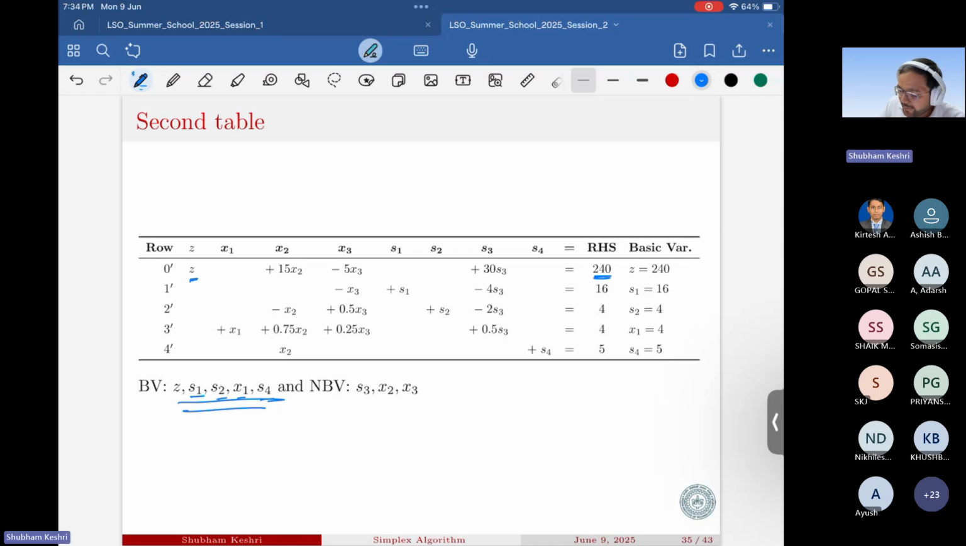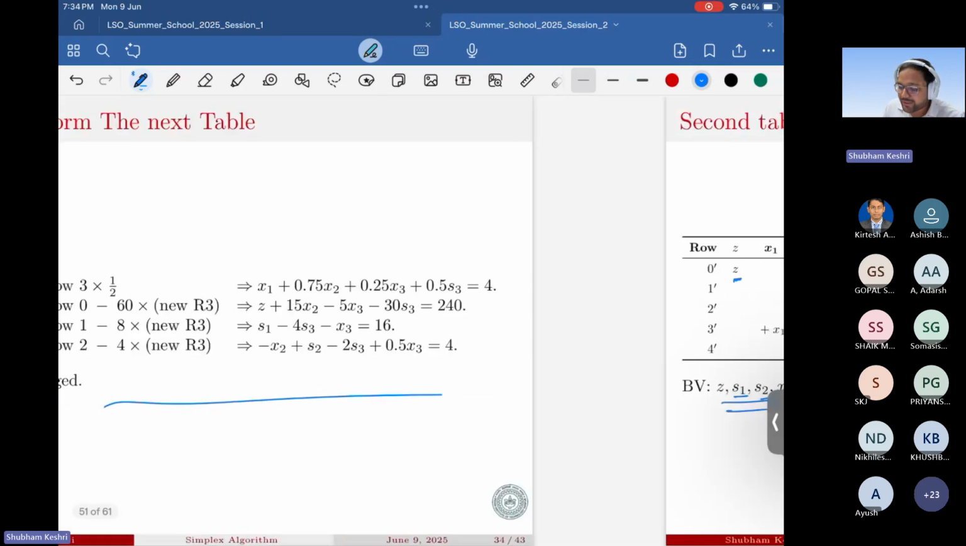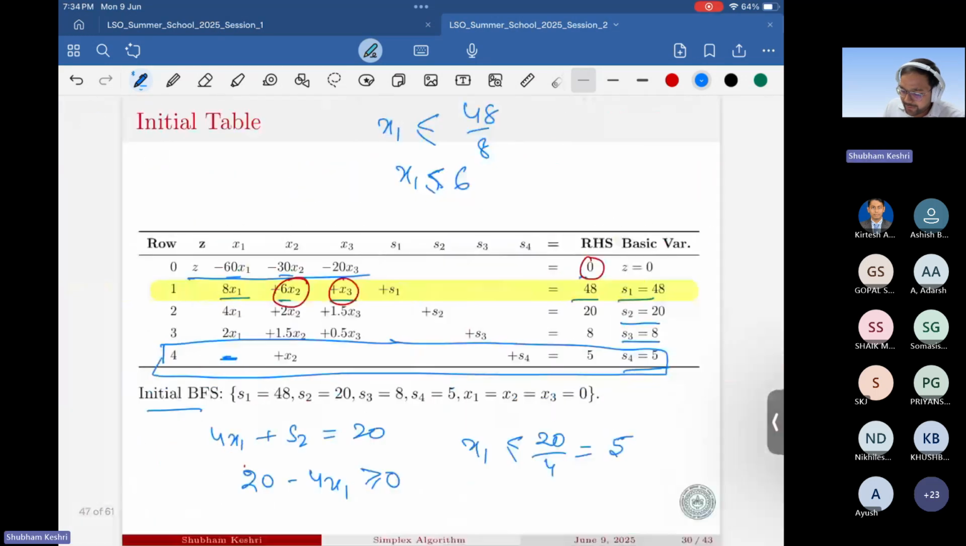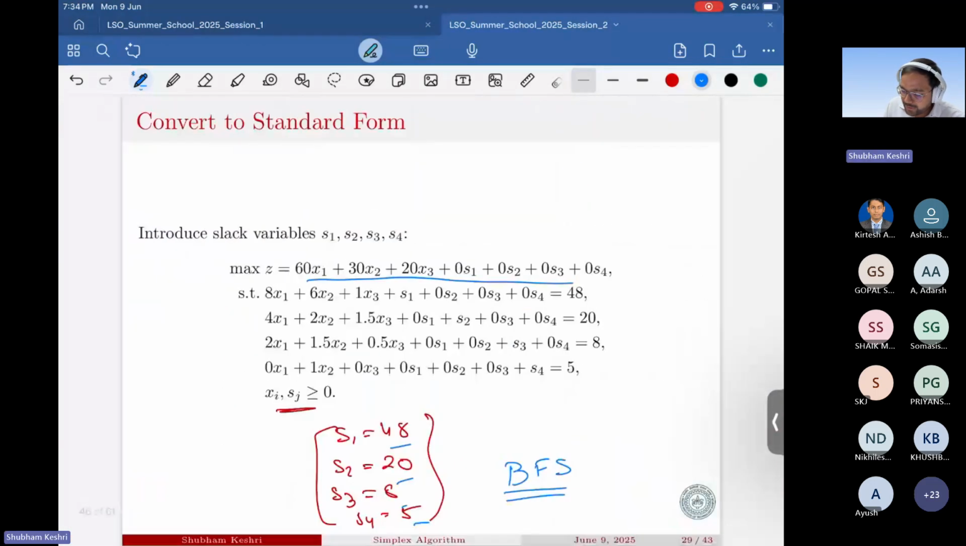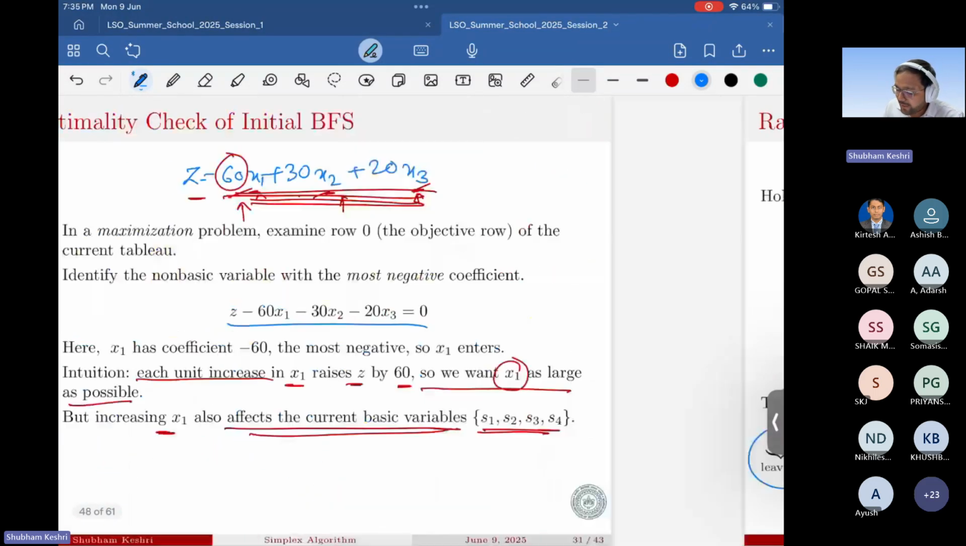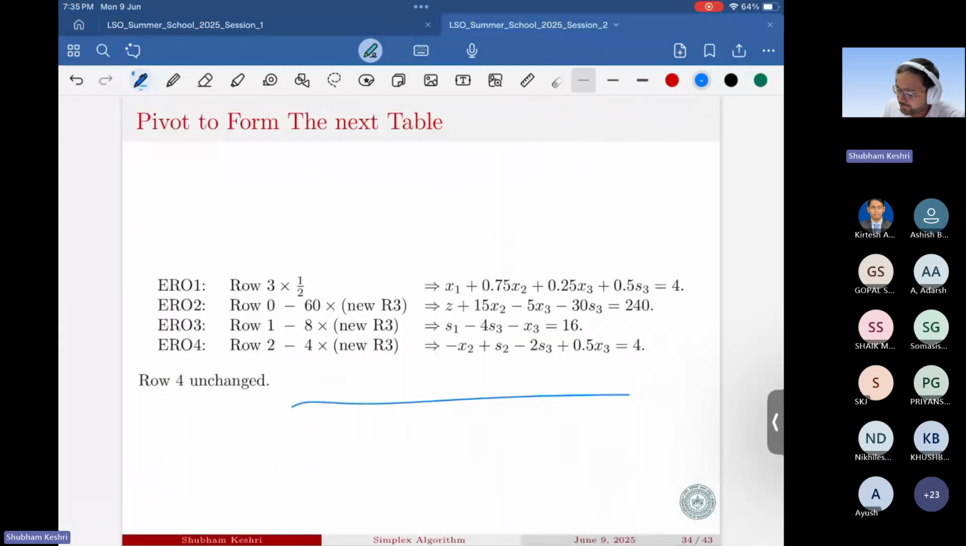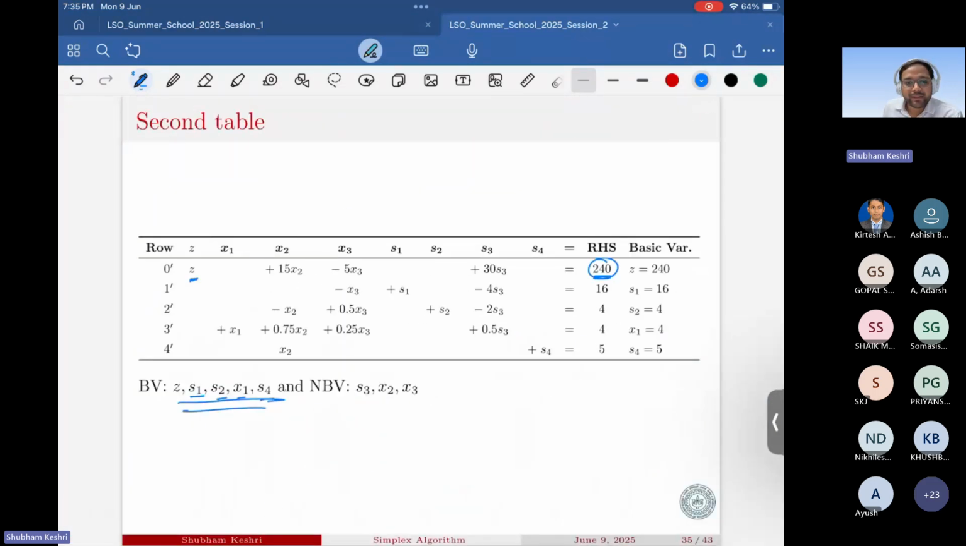And now Z is taking value 240. If you don't believe that this is correct, you can check the objective function value. The objective was 60 times x1 and x1 is taking value 4. So 60 times 4 is 240. So this value is actually the objective function value.